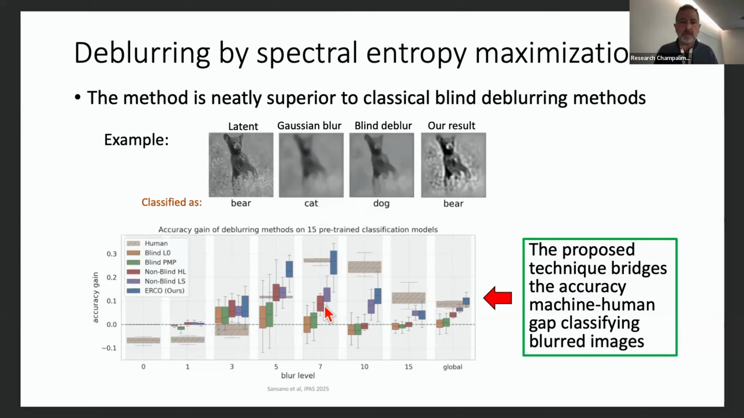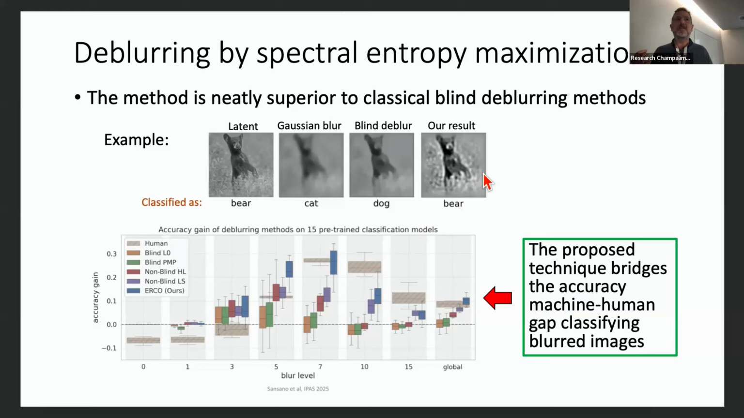The solution is one of these, the Greek one, I think. These ones were non-blind, and these are blind. The blind ones do very badly, right? And we are this blue one. The interesting thing is that the image that helps to get better analysis results is not necessarily the one that looks nice.